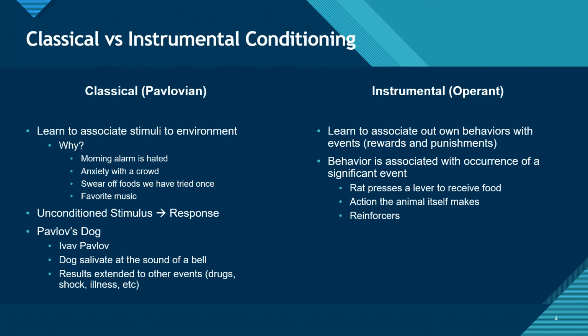So the very basic definition for classical conditioning, aka Pavlovian, is that it associates stimuli to environment. So your US, your unconditioned stimuli, to your UR, your unconditioned response. It is a morning alarm that you hate, walking into a crowded bus or a venue and having anxiety, swearing off foods that you've tried once, like cilantro for me, or your favorite music and getting happy from that.